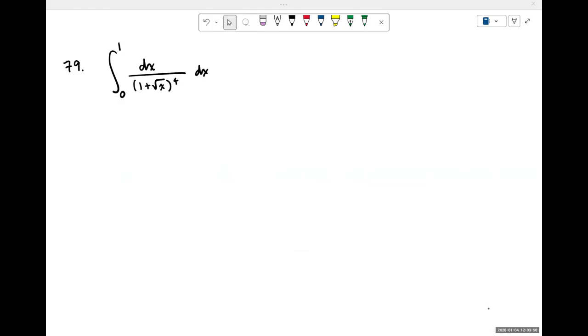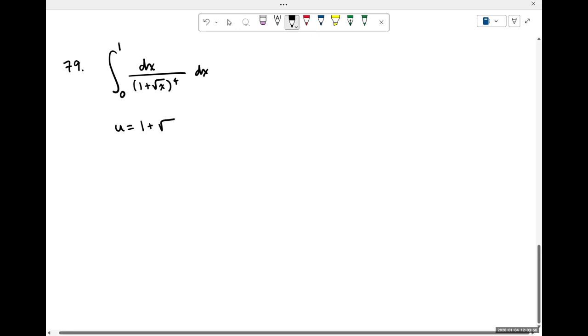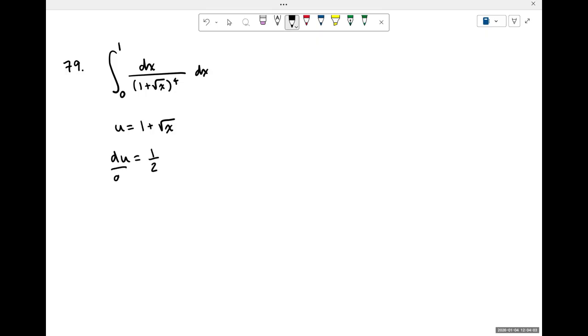Because here again, if I look, I've got a power of something to the -4, so I want to let that thing be my u as a first trial, right? Then I get du, it's going to be du dx, let's just write it that way, 1/2 x to the -1/2. So I end up with du is 1/2 root x dx.